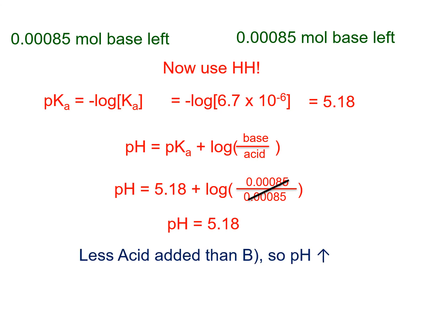Less acid than we added in the last one. In that last example, we actually went past the half equivalence point, so we should see pH going a little higher.